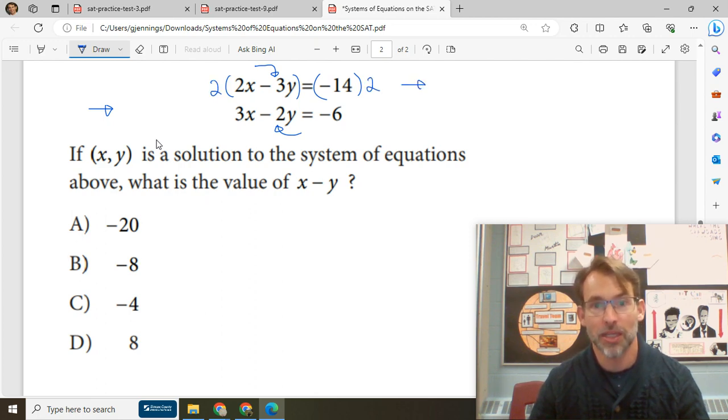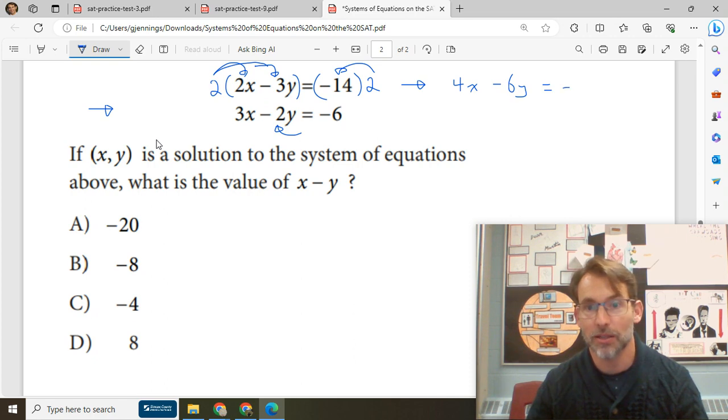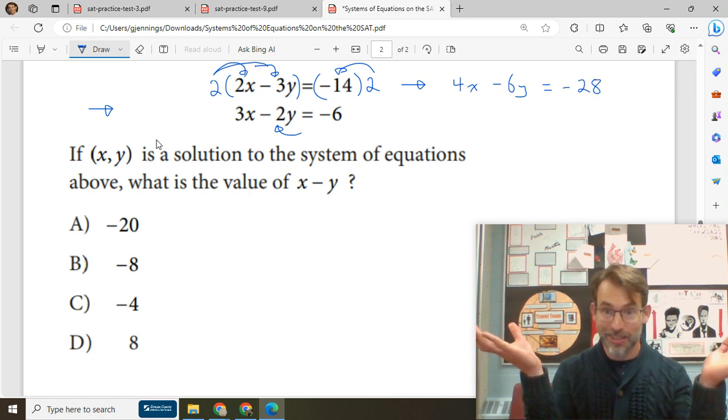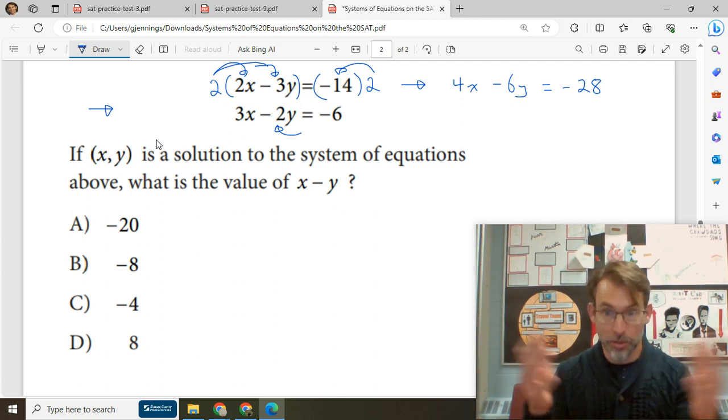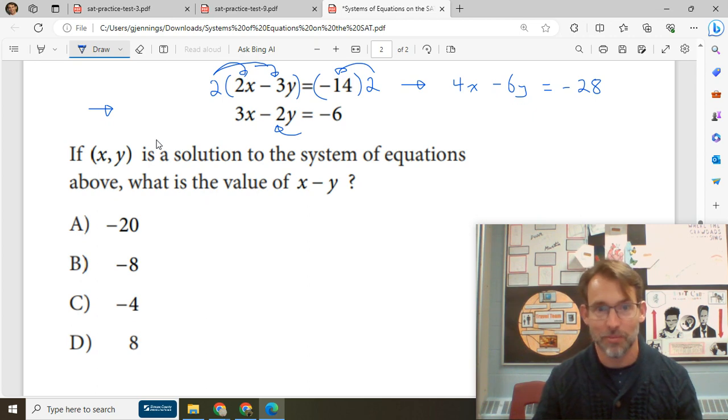That would give me an equation that looks like 2 times 2x is 4x. 2 times negative 3y is negative 6y. And then 2 times minus 14 will be equal to negative 28. Because we've done the same thing to both sides, the equation is still balanced. So we're allowed to do that. We're allowed to multiply both sides of an equation by the same thing.